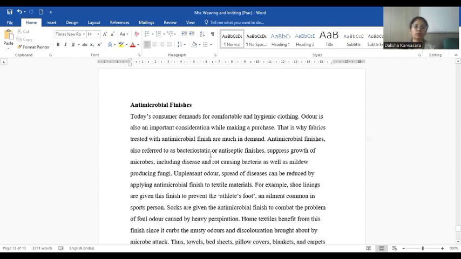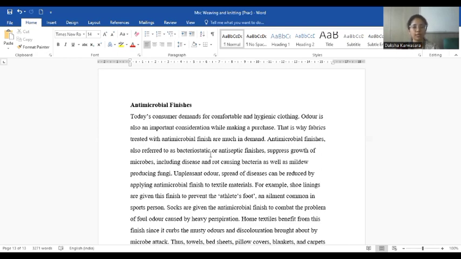Next one is the antimicrobial finishes. Today's consumer demand for comfortable and hygienic clothing; odor is also an important consideration while making a purchase. That is why fabrics treated with antimicrobial finishes are much in demand. Antimicrobial finishes are also referred to as bacteriostatic finishes or antiseptic finishes, in which the fabric is treated with antimicrobial properties.